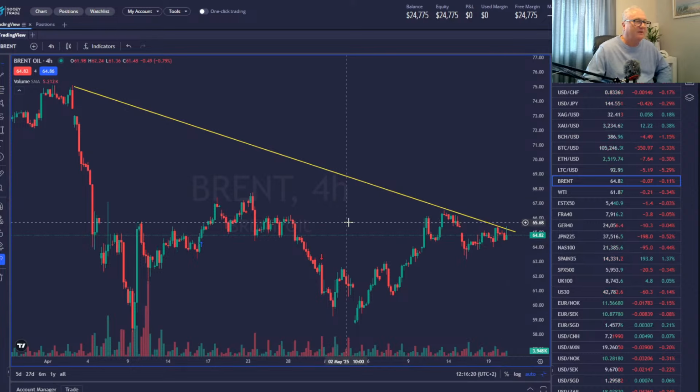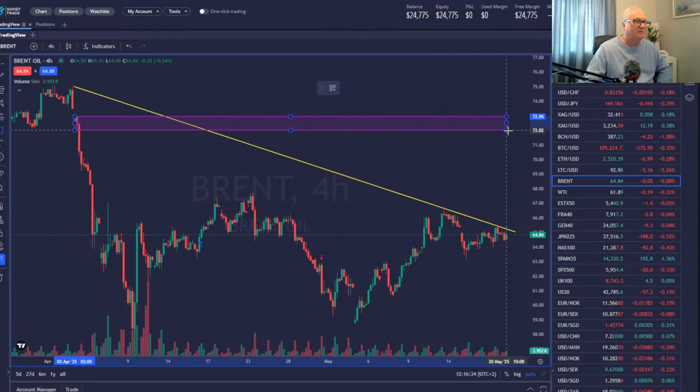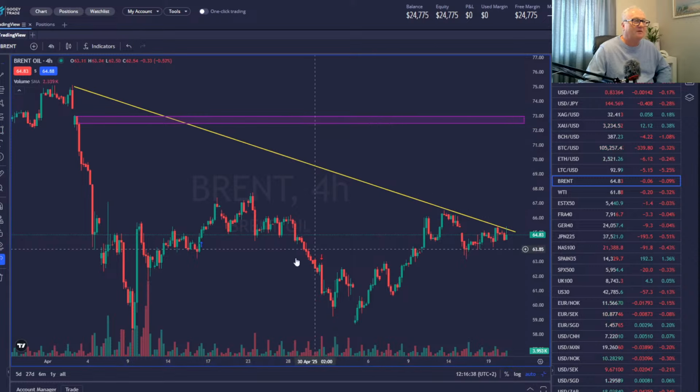Interesting that. Still waiting for Brent to do its thing and go. I'll tell you what, if Brent does go, then we're looking for that level all the way up there. If Brent does go, that would be the level we're targeting. Look at that. There's a big gap between here and there.